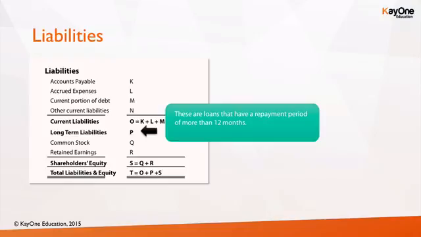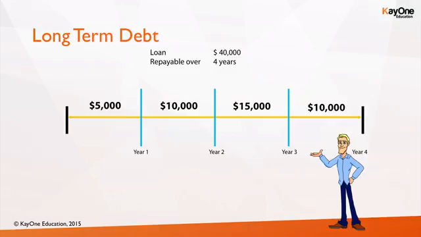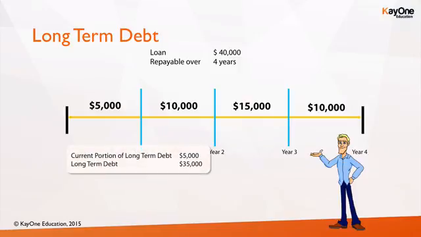The next item is long-term liabilities. Long-term liabilities are loans which have a repayment period of more than 12 months. Now, as mentioned earlier, the current portion of this long-term liability is shown in current portion of long-term debt, and the balance, which is long-term, is shown under this head. Let's go back to our example. As at the beginning of the year, the current portion of the long-term debt is 5,000, which is repayable over the next 12 months, and the long-term debt component is 35,000.